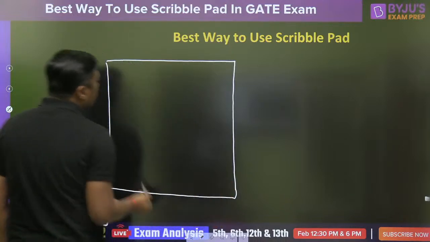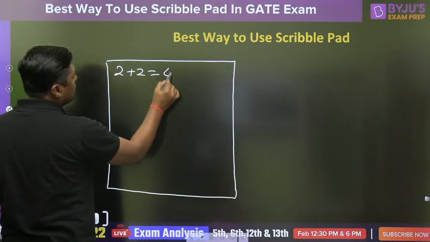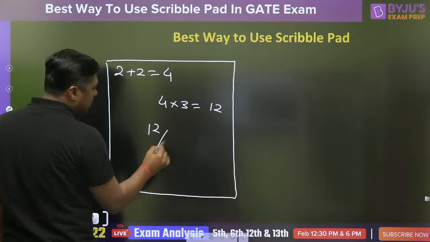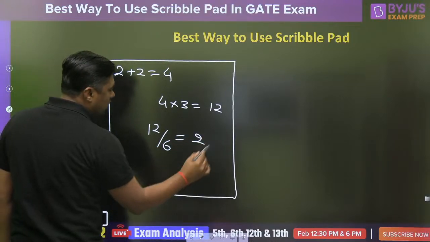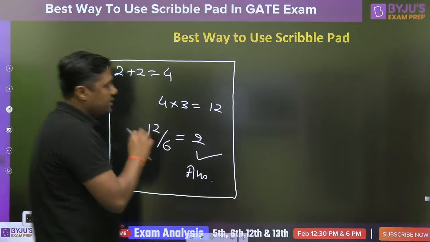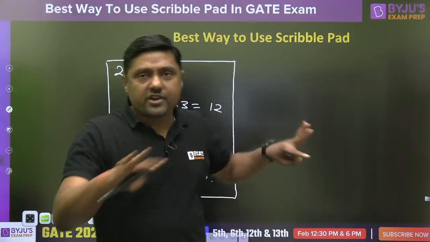I am writing the solution like this. Suppose I want to solve a numerical: 2 plus 2 is equal to what? 4. Multiplied by 3, it gives 12. Now 12 divided by 6 gives you 2. Now 2 is the answer. For very simple calculations, some students write like this, in a very random fashion, right?